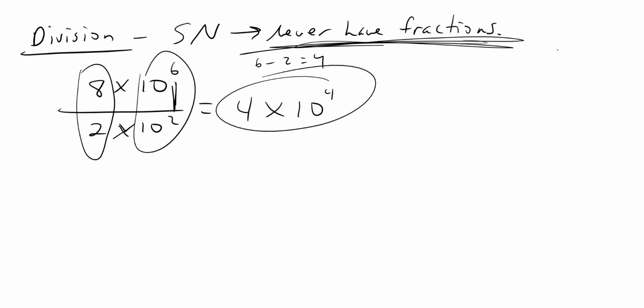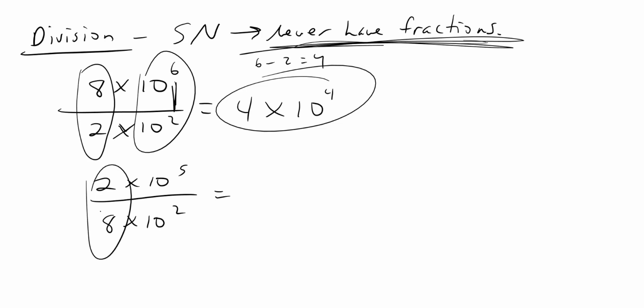So what I mean by no fractions is, check this out. What if I did 2 times 10 to the 5th divided by 8 times 10 to the 2nd? Again, please don't tell me 1/4. That's not scientific notation. You need to do in your calculator, type in 2 divided by 8, and you're going to get 0.25. And then, of course, the 5 minus 2 is 3. So 0.25 times 10 to the 3rd. Okay, this is not in scientific notation. You've got to move it over one notch, so it's 2.5.